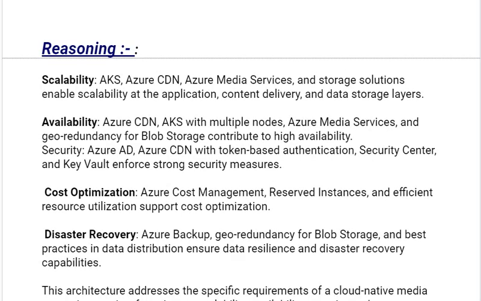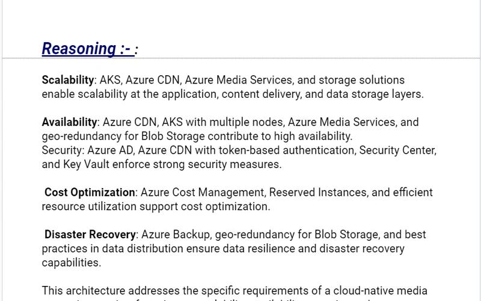Now moving towards the reasoning section. Our first reasoning is scalability. AKS, Azure CDN, Azure Media Services, and storage solutions enable scalability at the application, content delivery, and data storage layers.